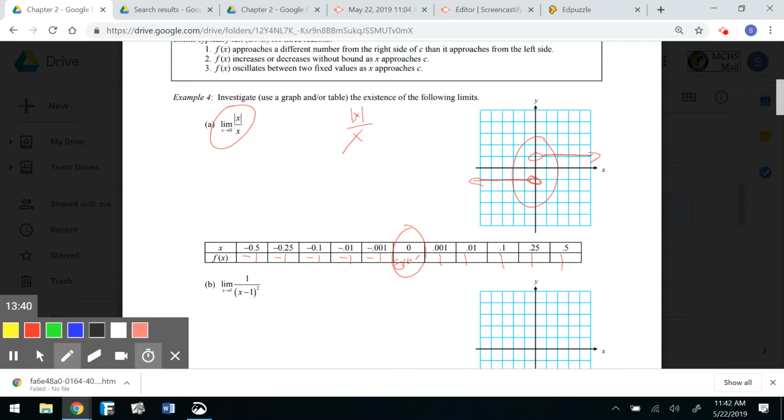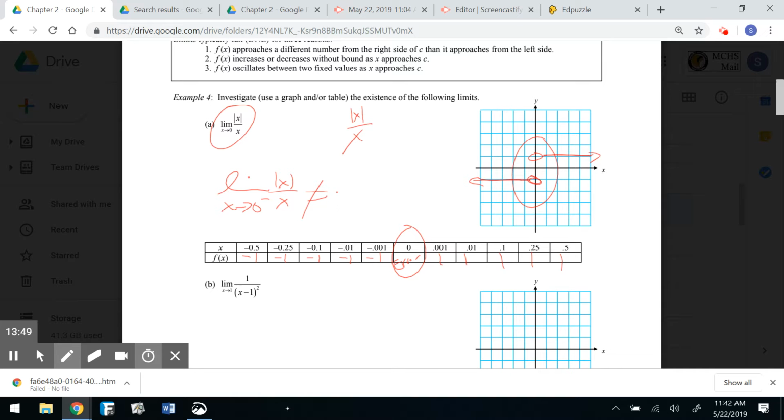And the limit as x approaches 0 from the left of the absolute value of x over x does not equal the limit as x approaches 0 from the right. So what do we say? That limit does not exist. Remember, it's got to go to the same value from the left and from the right-hand side. And that's an example of one. I think I maybe said 2 earlier.